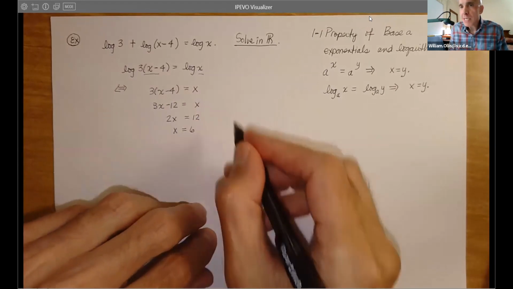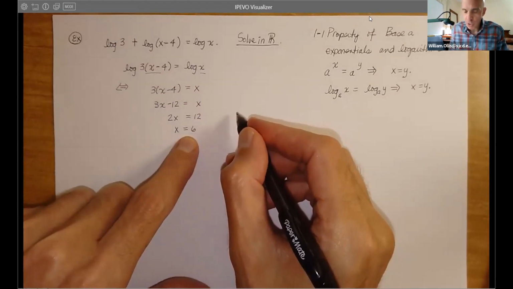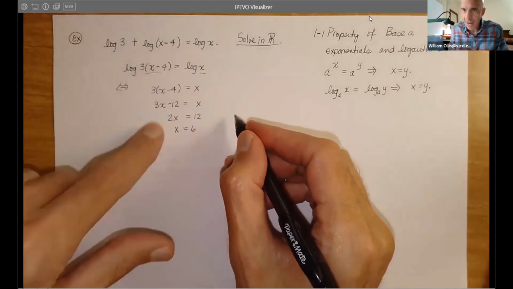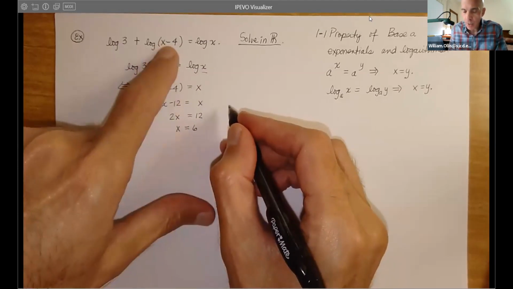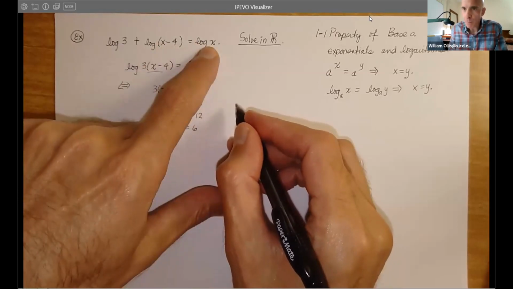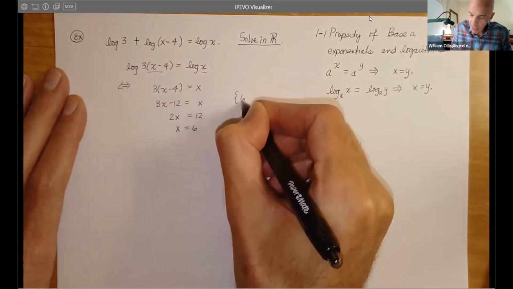Now, of course, if we're dealing with exponential functions, we don't have to be as worried about checking things, but we just want to make sure that whatever value we get does make sense in the original equation. So the 6 here preserves the positive argument, and the 6 here preserves the positive argument. So this is a valid solution. So we say 6.